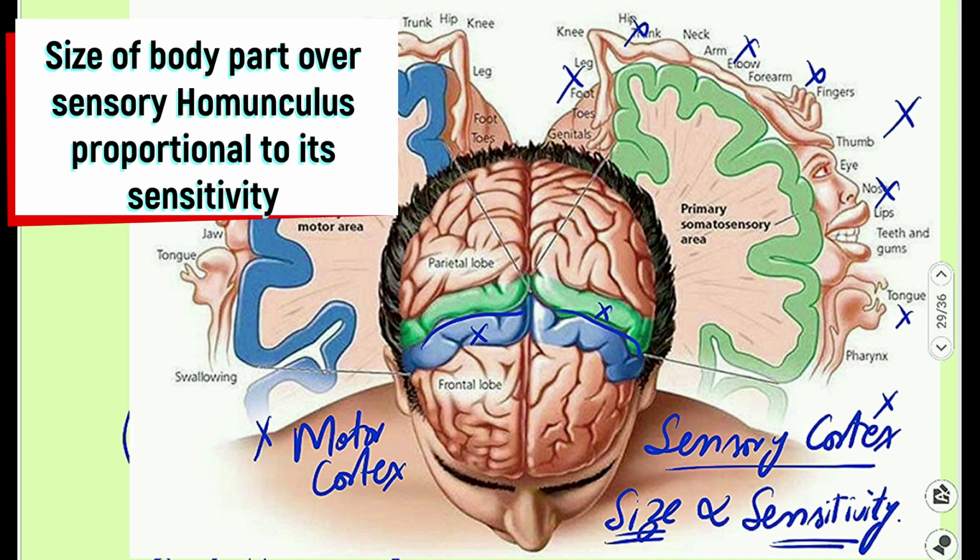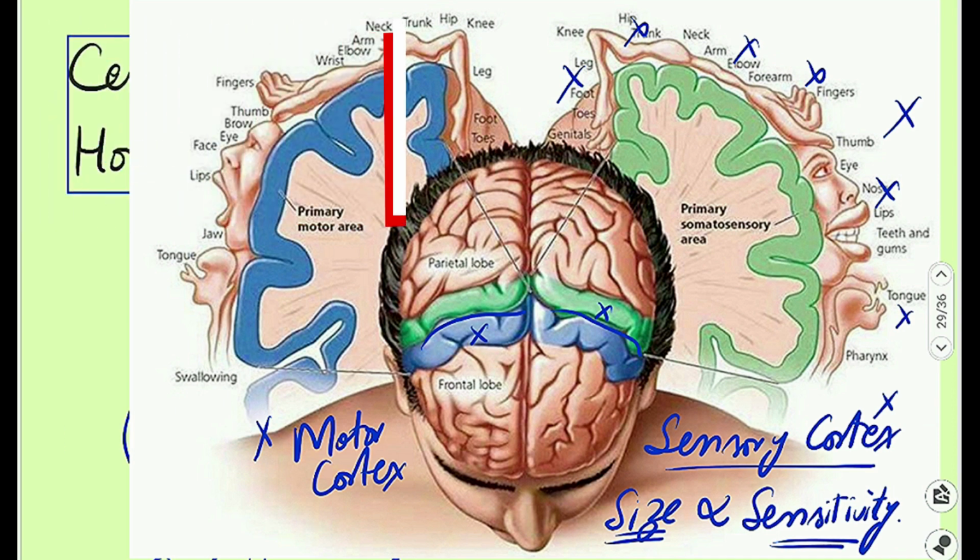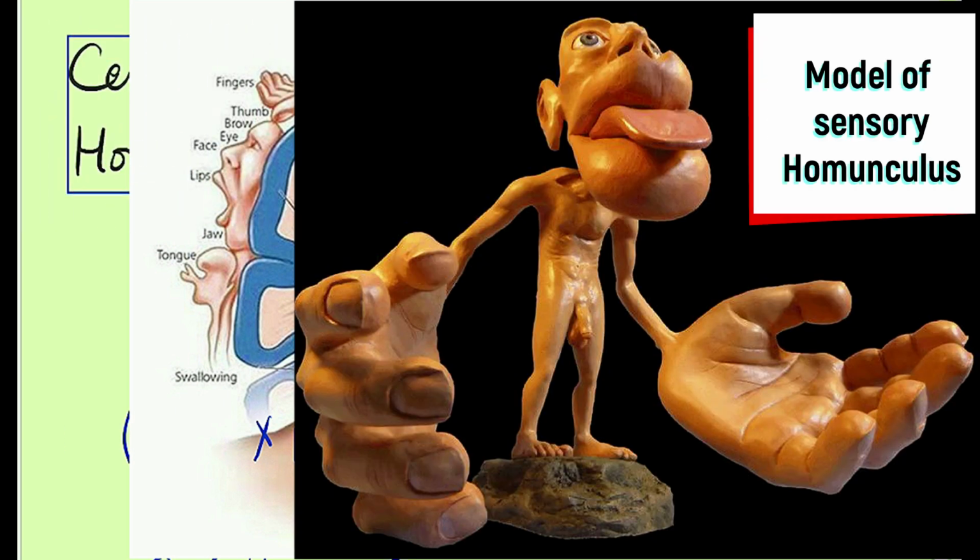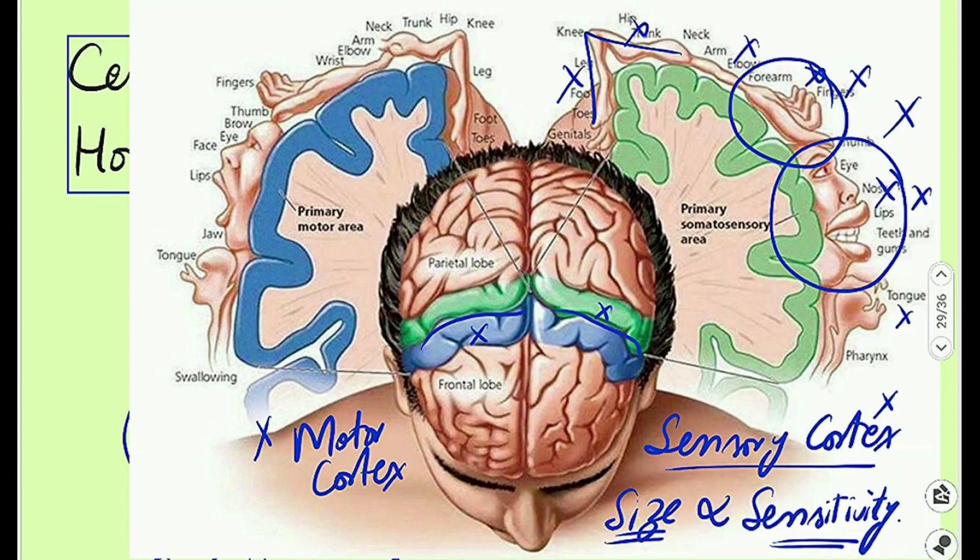You can see that we have got a lesser area for the leg and the trunk, but we have got a larger area for the hand and fingers, and we have got a larger area for the face, because hand, fingers and the face are much more sensitive than the legs and the trunk.